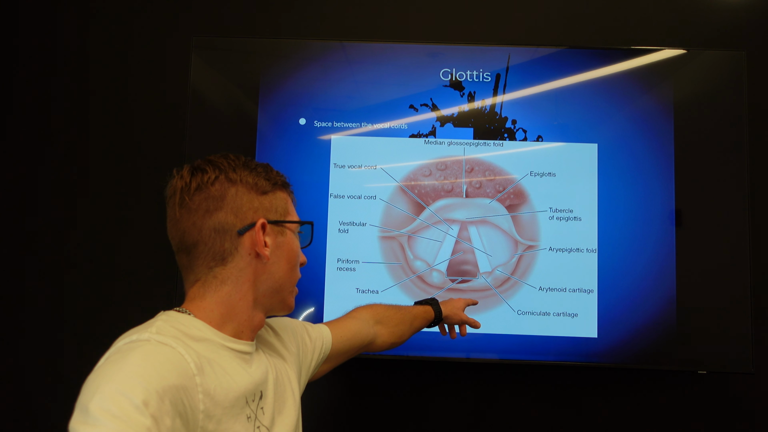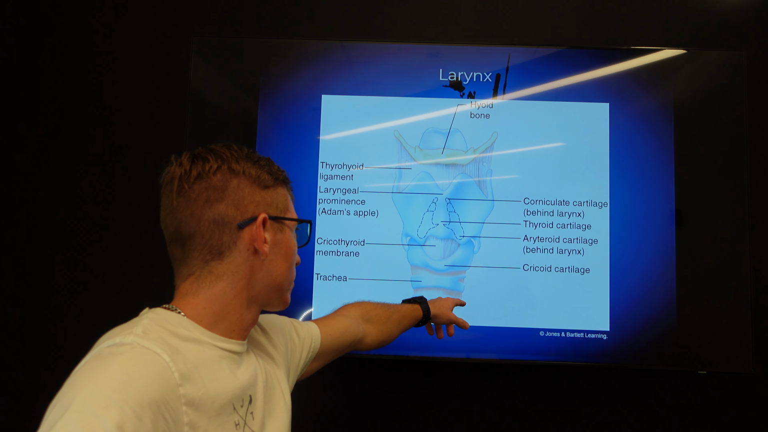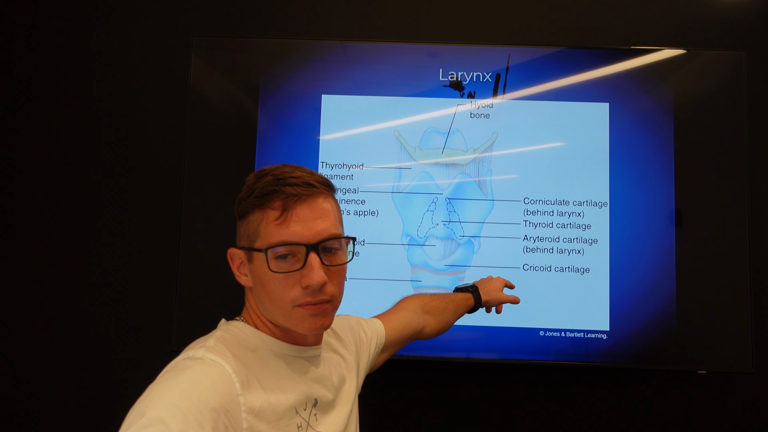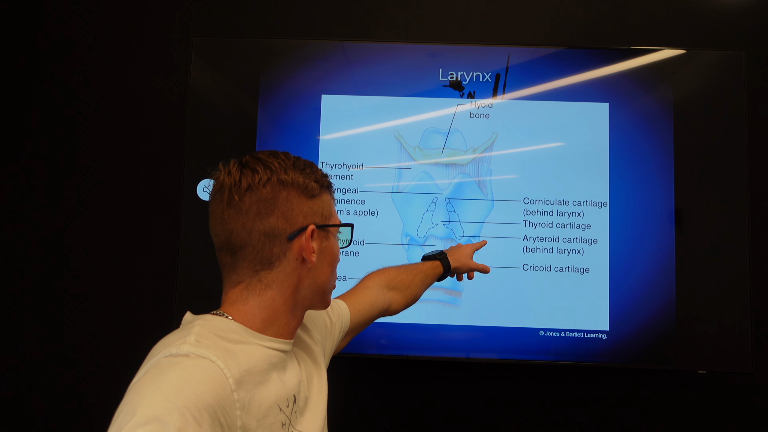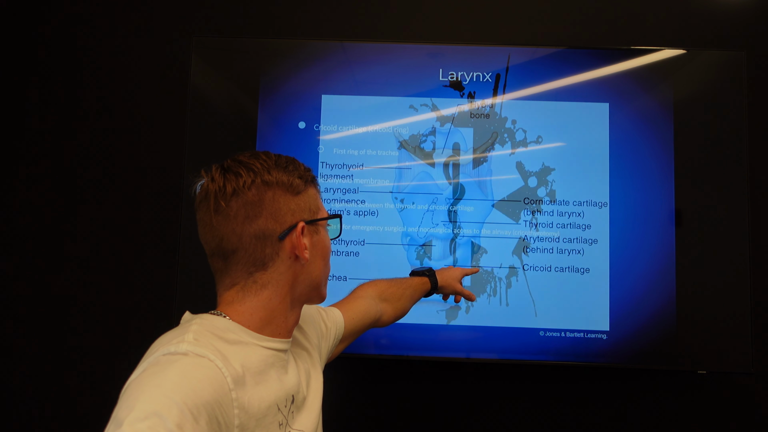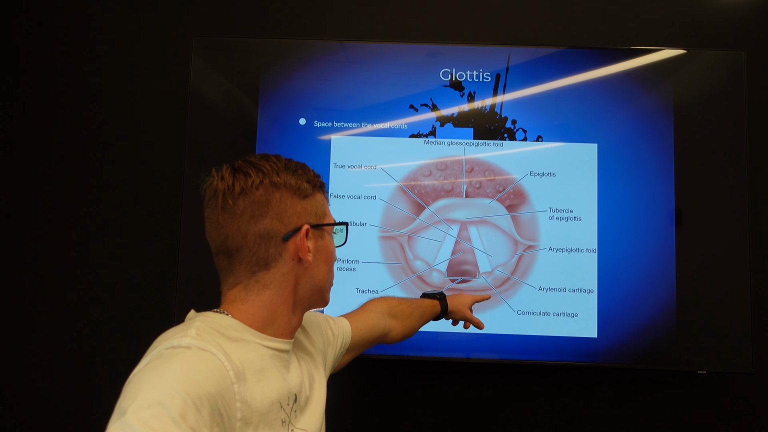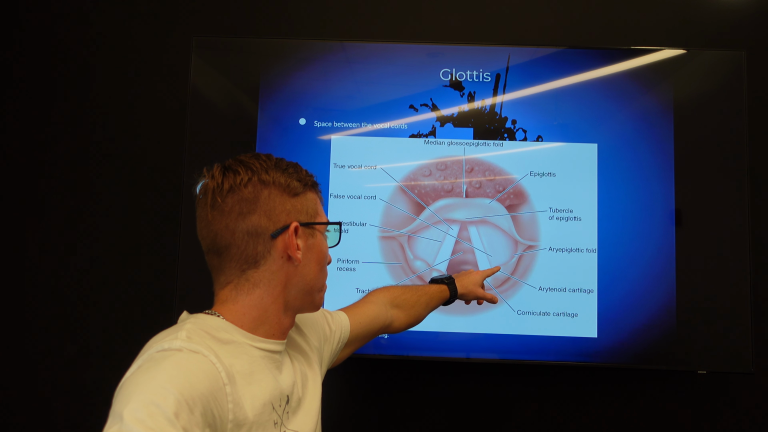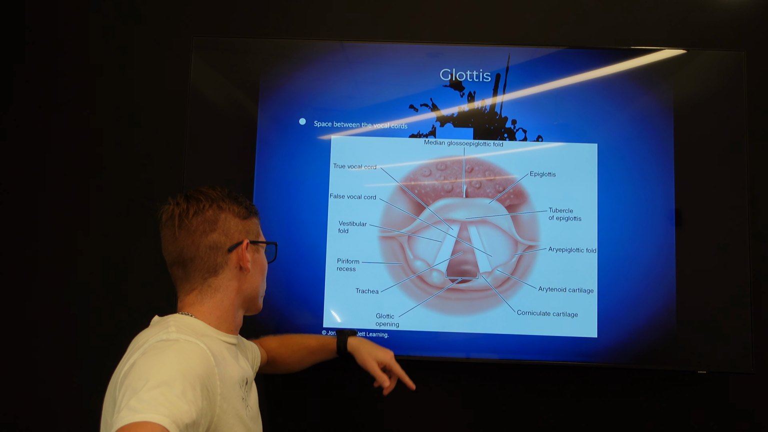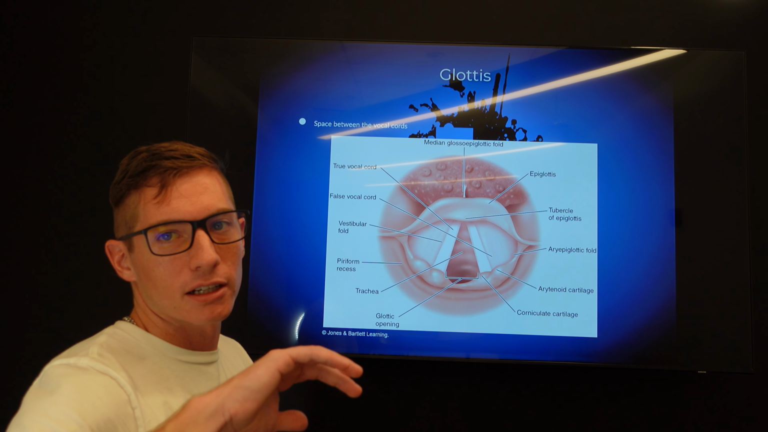So, arytenoid cartilage, let's look for that. Arytenoid cartilage is behind the larynx. What was the other one? Thyroid? No. Cricoid? I think that was the only one. Corniculate, arytenoid, aryepiglottic, and then the piriform recess. It is recessed in the back.